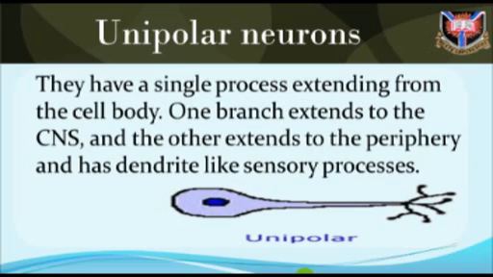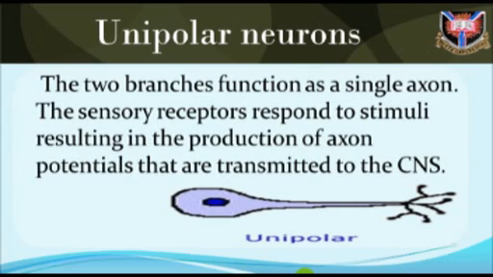3. Unipolar neurons. They have a single process extending from the cell body. One branch extends to the CNS and the other extends to the periphery and has dendrite-like sensory processes. The two branches function as a single axon. The sensory receptors respond to stimuli, resulting in the production of action potentials that are transmitted to the CNS.